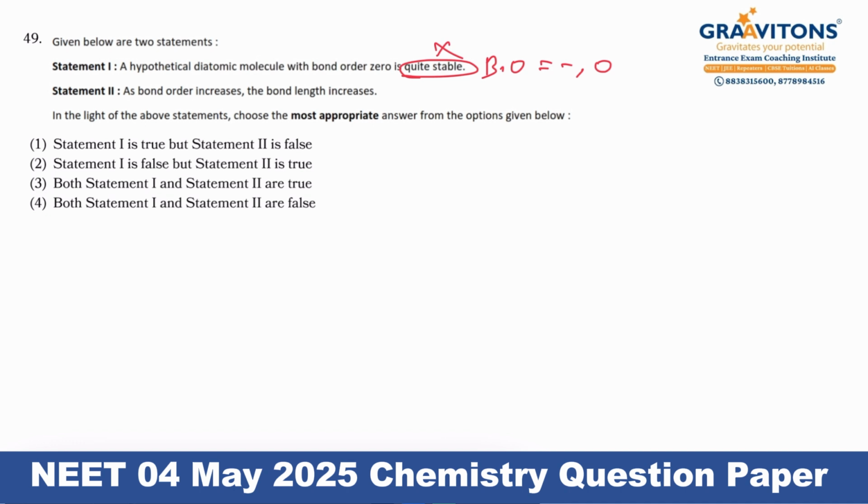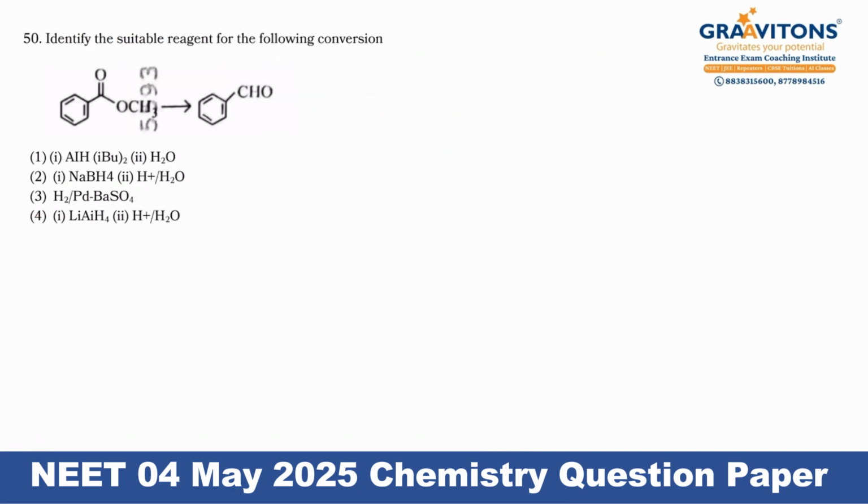If you go for the second statement, as the bond order increases, the bond length increases. We know that bond order and bond length are inversely proportional. So statement 2 is also wrong. So the correct option here is that statements 1 and 2 are both false.